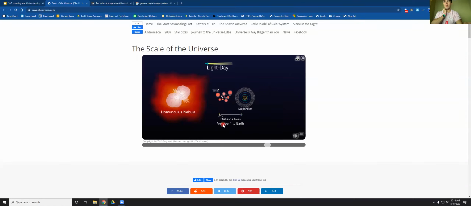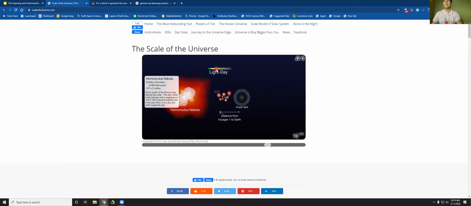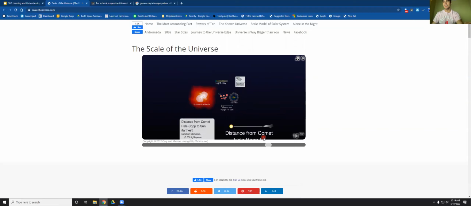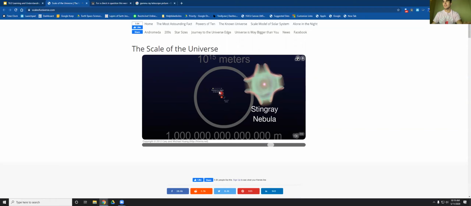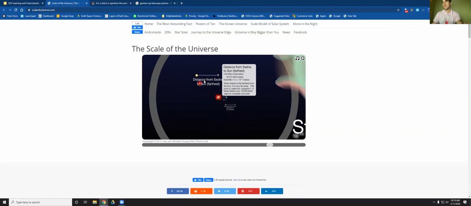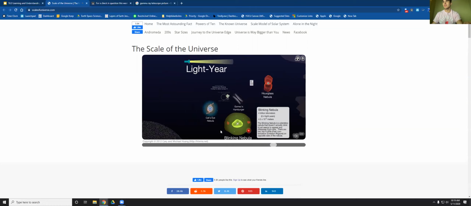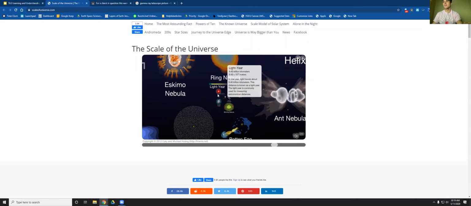There's the distance from Voyager 1. That's the one with the selfie of humans and then the music playing. That's how far away it is. And there's nebulas. That's a light day. How Tom said that a light year was very far. Light day is just right there. And keep going. Distance to the, well, I don't know what that is. Nebulas, nebulas. There's a light year.